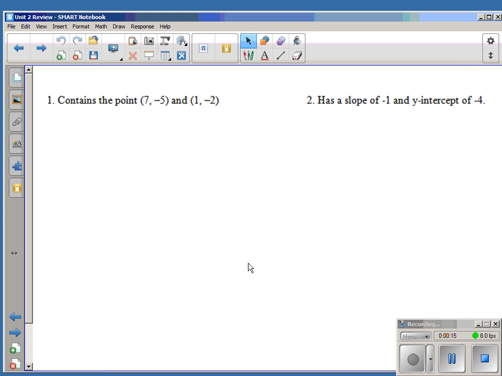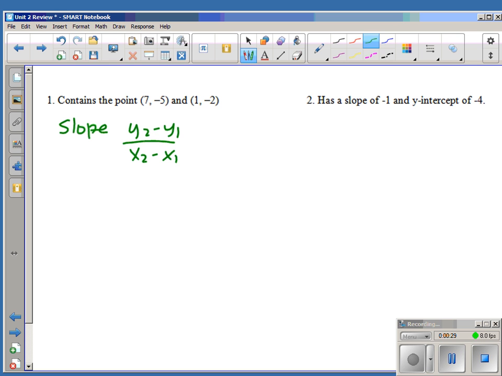It says write the equation of a line that contains the points (7, -5) and (1, -2). So first step, find the slope, which if you remember is that. So I'm going to do -2 minus -5, turn to a positive, over 1 minus 7. That gives me a slope of 3 over -6, which is -1/2.